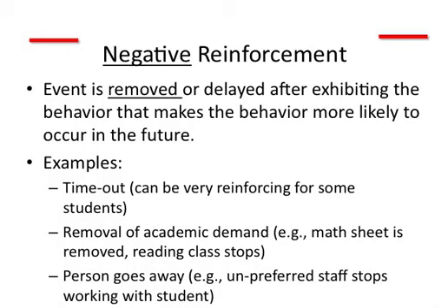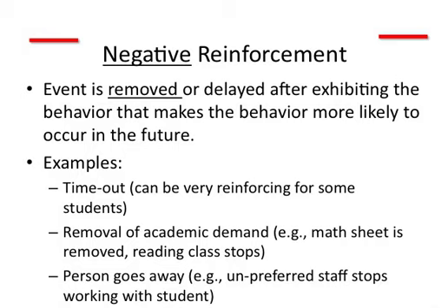Remember, reinforcement is when the behavior increases by adding or taking something away. We have talked about adding something, which is positive reinforcement. Now let's look at negative reinforcement. Negative reinforcement is when something is removed or delayed after the behavior occurs that makes the behavior more likely to occur in the future. Here are some common examples of negative reinforcement.